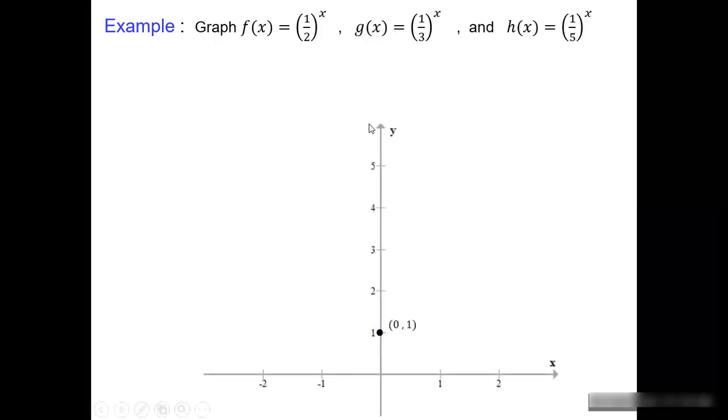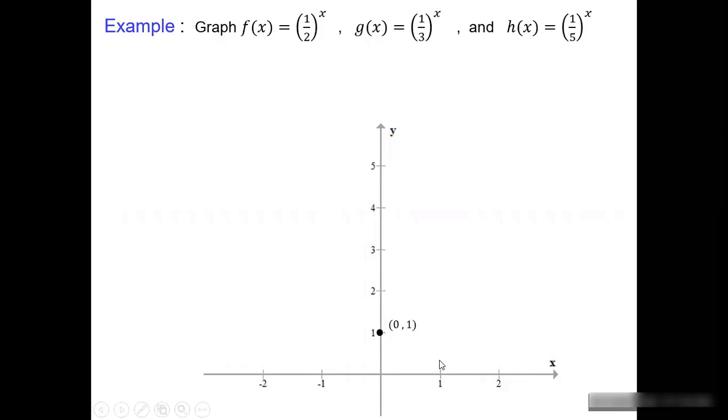But what if the bases happen to be fractions? So we already said that when they're fractions between 0 and 1, we know that this is going to cause exponential decay. So if we now look at each of these values, recognizing that 0, 1 is still going to be on every one of these, we could continue to plug in 1 and recognize that 1/2 to the power of 1 is going to give me 1/2.